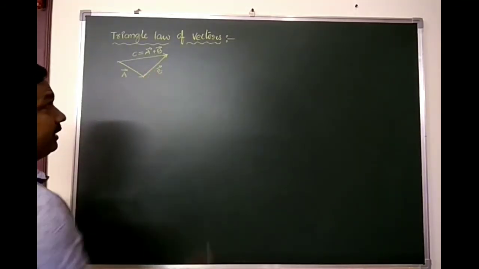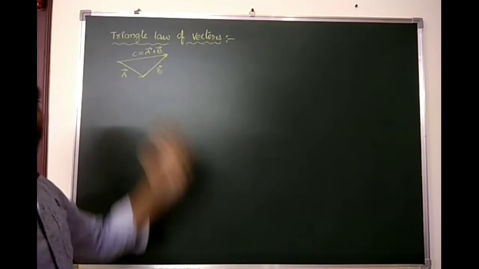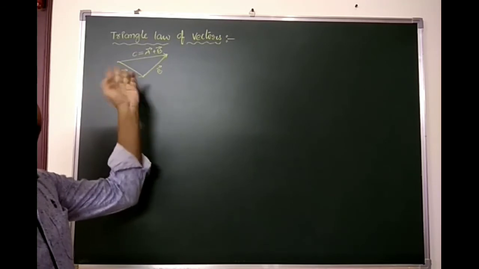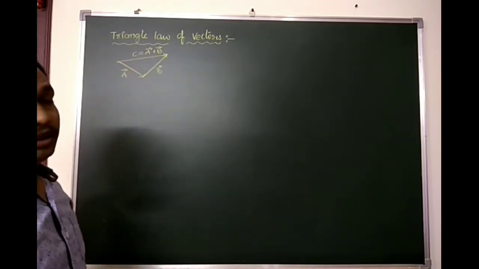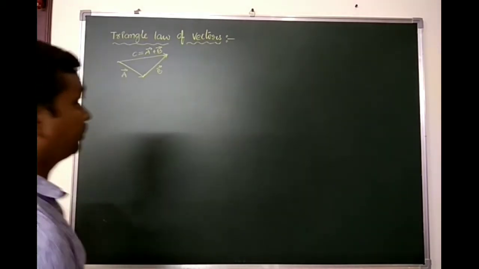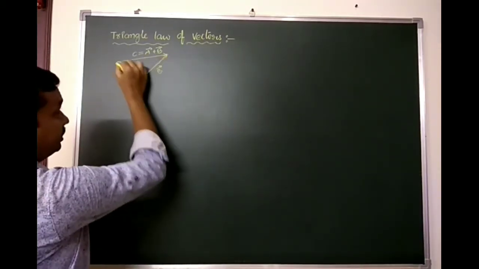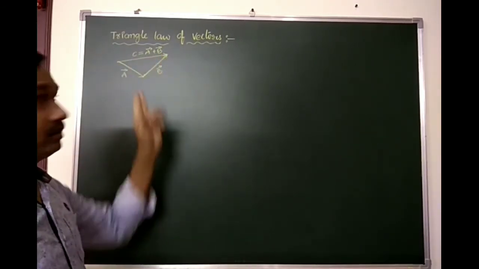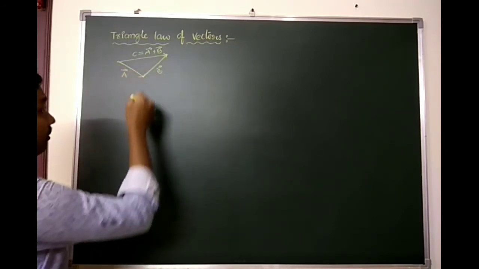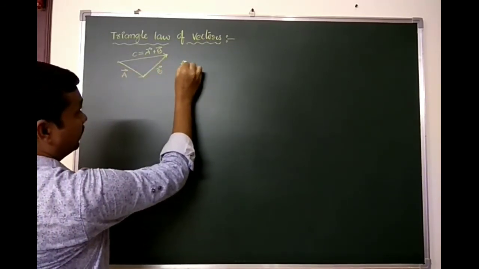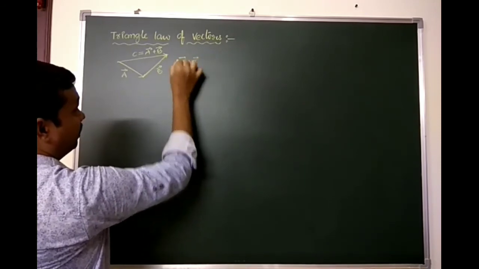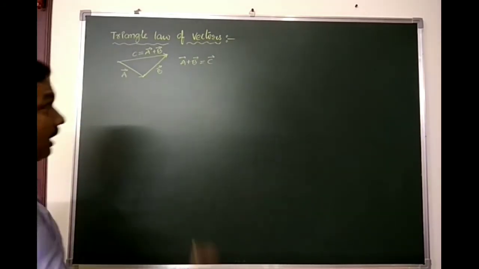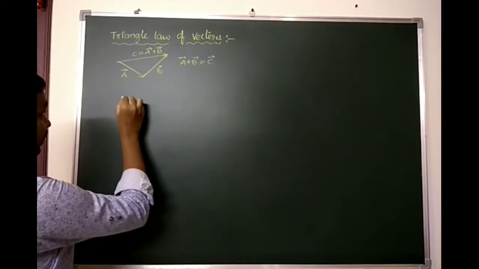Suppose two vectors are going in order, then the third vector represents the resultant of these two. This is called the triangle of vectors. Two vectors going in the same direction, and the third vector representing the resultant of the two vectors, is called the triangle of vectors. And a bar plus b bar equals c bar. So this gives you the triangle. And one more, we can define another way.